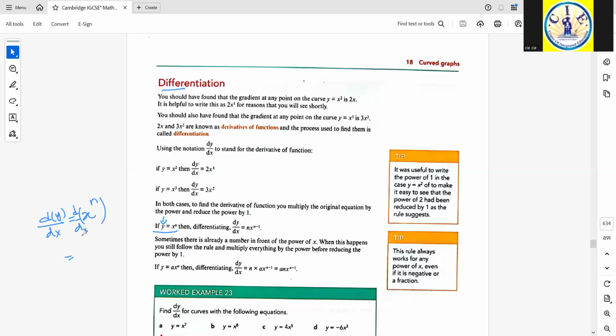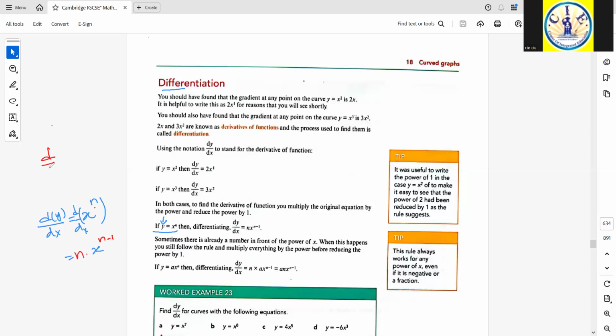This is going to be done in a way that this power, which is n in this case, is written first as a product of the variable x, and then we subtract 1 from the power. So this is the derivative of x raised to power n.